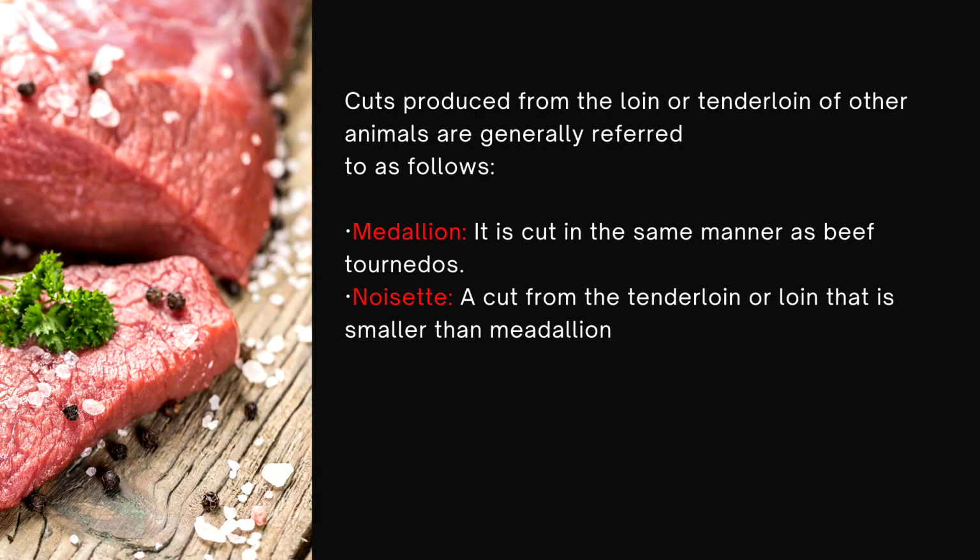The second one is noisette, a cut from the tenderloin or loin that is smaller than medallion. Noisette is a little medallion produced from the eye muscle of the lamb's loin, which is located in the lumbar part of the animal, also known as the saddle. It is a flavorful, lean cut and easy to cook. It is usually pan-fried, but it can also be grilled.